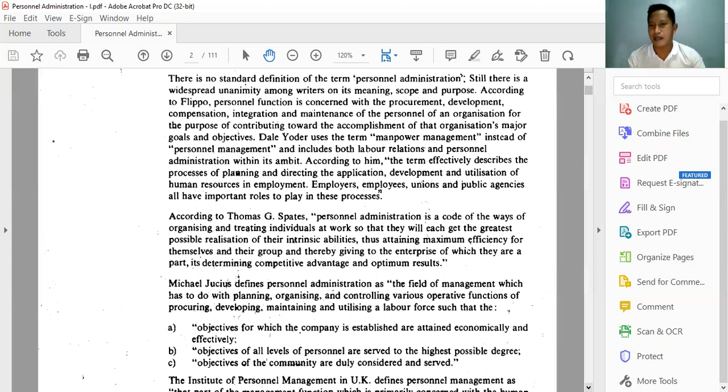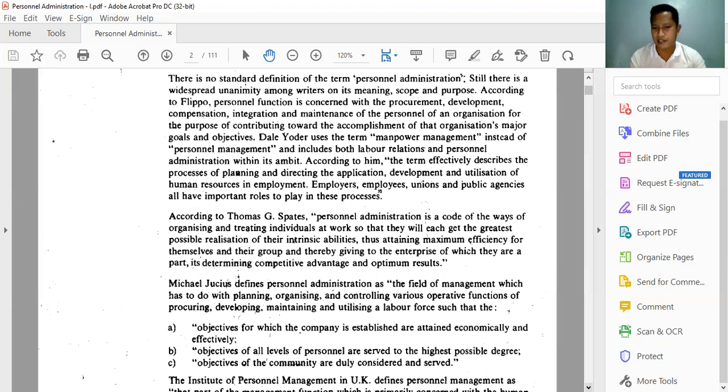Kung dili mo gani ka manager, o at least galamay ka sa manager, and you are part of that, you are committed to, or you are obligated to, of course, mupahimutang sa mga trabahante. Now, the objectives for which the company established are attained economically and effectively. So, of course, all of the materials, all of the resources in combination with the people who are actually willing to actually perform with their job, so that could somehow help the organization nga dili masayang ang kwarta, and everything would actually result into a very productive kayo nga resulta.